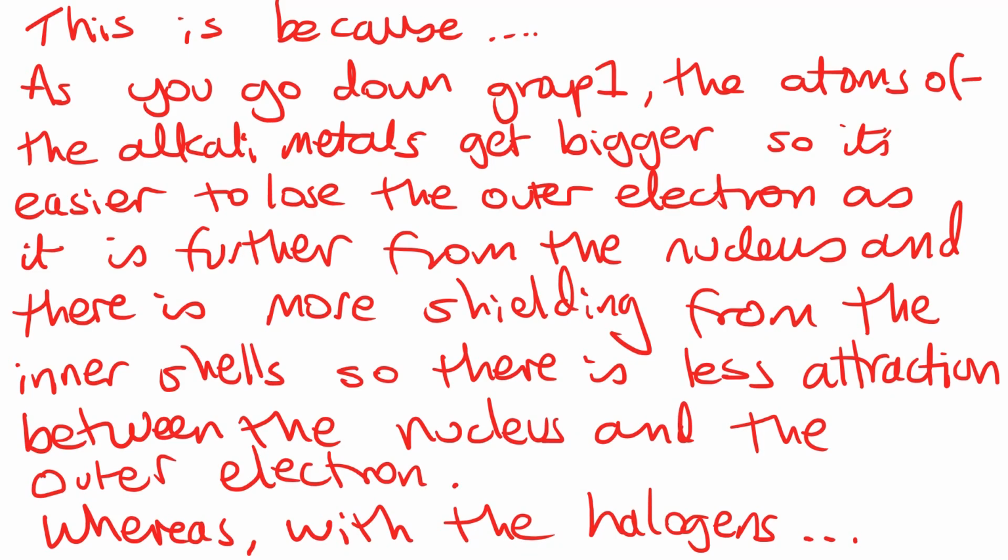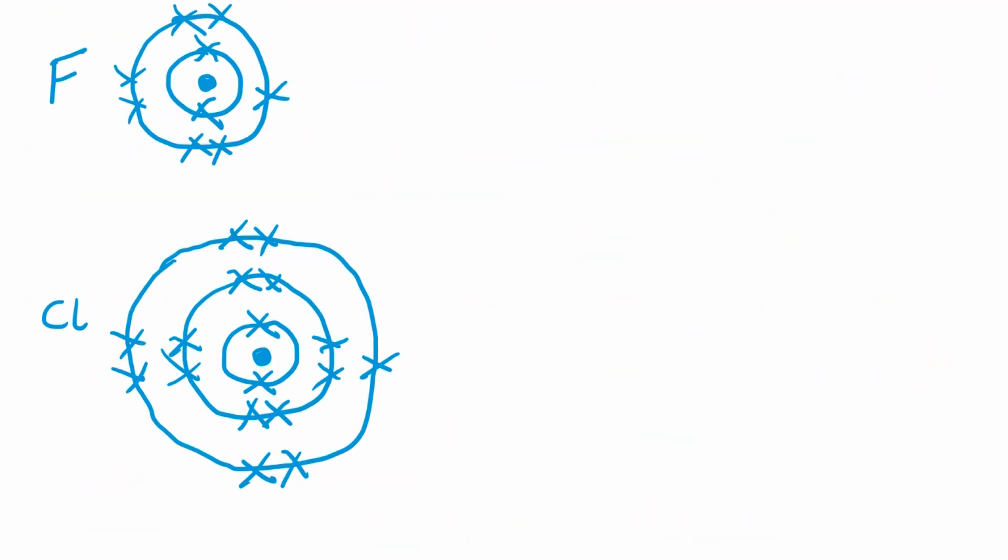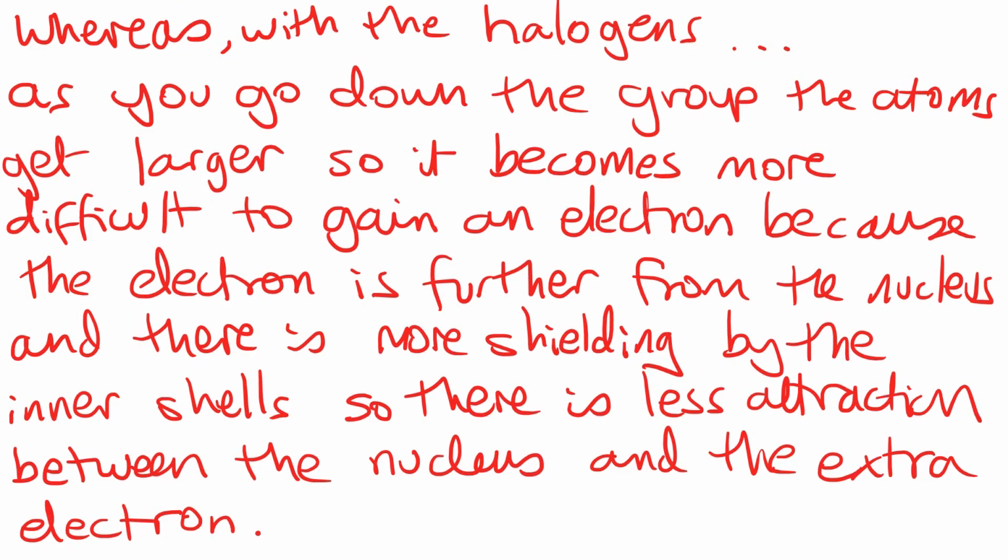So like before, I'll quickly sketch out the electronic structures of the first two in the group, and again we can see as we go down the halogens group 7, the atoms are getting larger, but this time they need to gain one electron to get a full outer shell and be stable. So as you go down the group, because that extra electron is going to be further from the nucleus and there's extra shielding from the inner shells, it becomes more difficult this time to gain an electron, and that's why they're becoming less reactive.